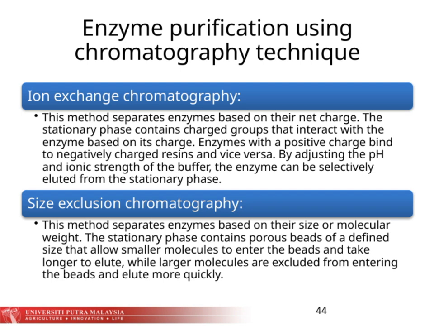In practice, we pass our mixture through a chromatography column containing a specialized medium. Depending on the type of chromatography, whether it's ion exchange, gel filtration, or affinity chromatography, different enzymes will interact with the medium in distinct ways. This interaction is what enables us to separate our target enzyme from others.